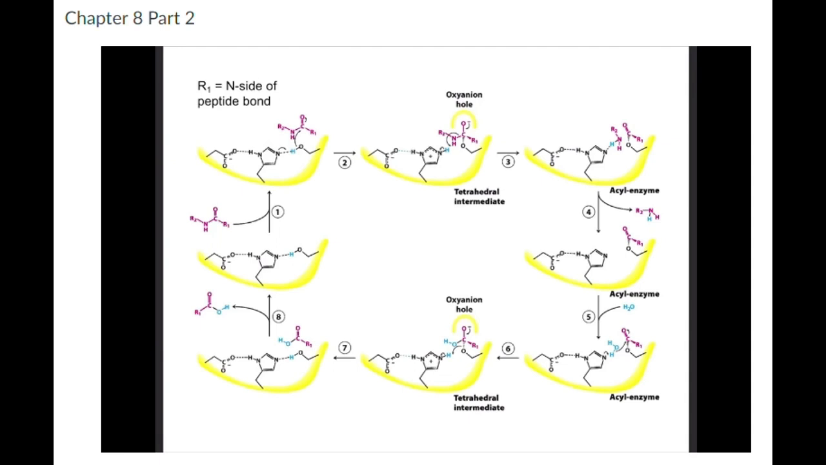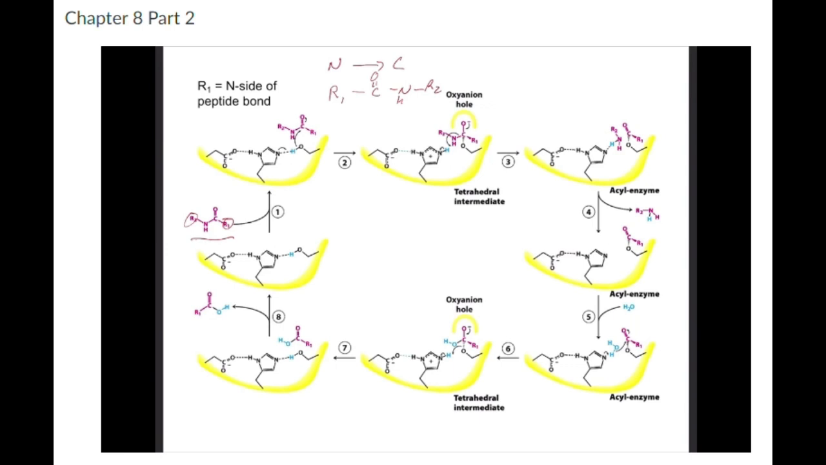So we start our mechanism with our peptide, and we'll notice here that we've got R1 and R2, and R1 is the inside of the peptide bond. Normally we think of, we write peptides from N to C. So in this case we have R1, R2 like that. It's reversed in this figure just because this is most convenient for how the enzyme is organized.